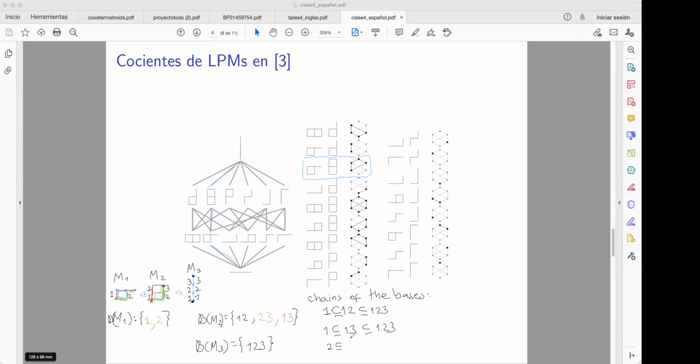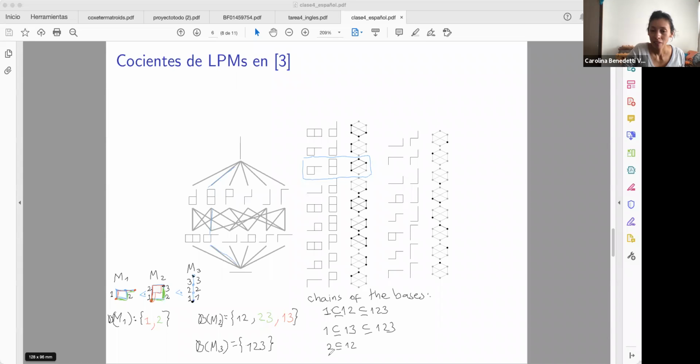Two is contained in 1, 2. Exactly. And it's also contained in 2, 3. And each one of them is contained in 1, 2, 3. So these are all the chains I can build from my bases from the first, the second, and the third. I cannot do any other containments.